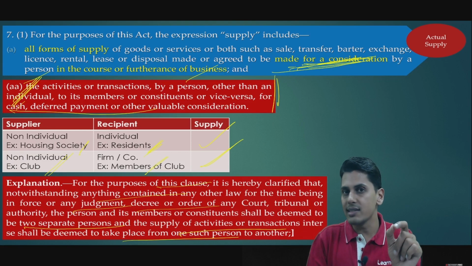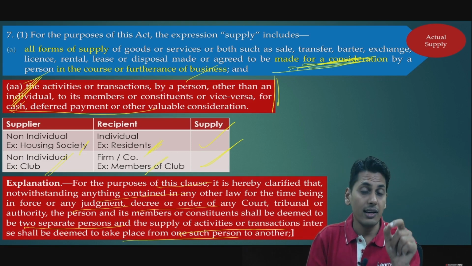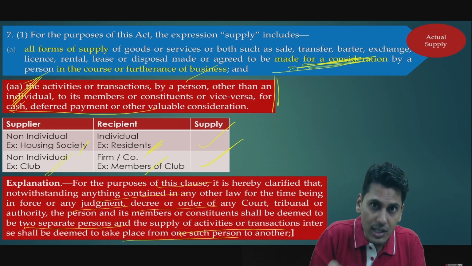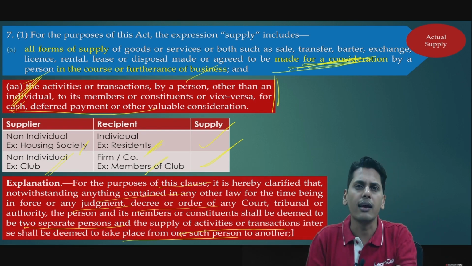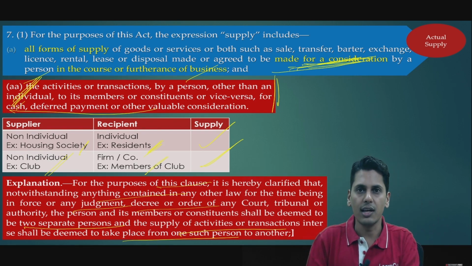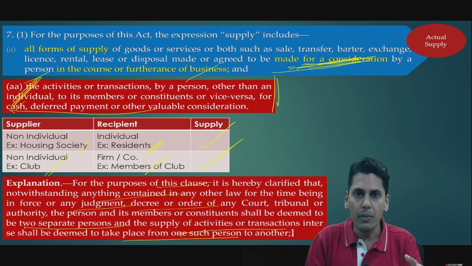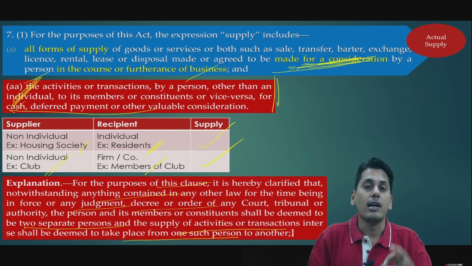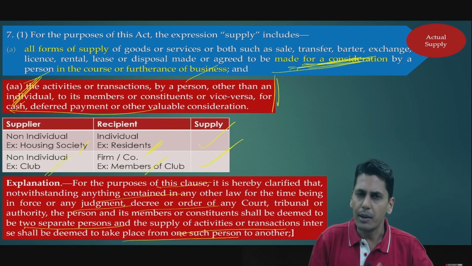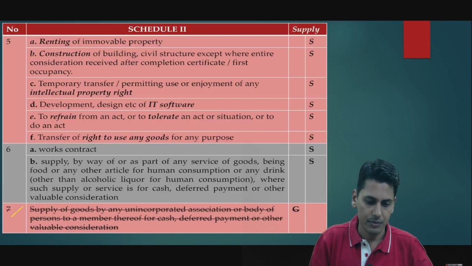Friends, what is the deeming fiction? The deeming fiction doesn't say that even without consideration it would be a supply. The deeming fiction is that consideration has to be there. Then what is the deeming fiction introduced? The deeming fiction is that the club and the members would be deemed to be two separate persons, notwithstanding anything which is there in any judgment. I am sure you are able to follow this.